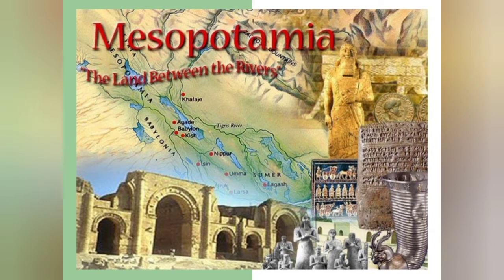Cuneiform script was the script of Mesopotamia. Mesopotamians had great interest in literature also. Gilgamesh was their famous epic. It was the work of Uruk, who was the ruler of Mesopotamia in 2700 BCE. Mesopotamians were interested in mathematics too. Sixty was an important number found in their number system.